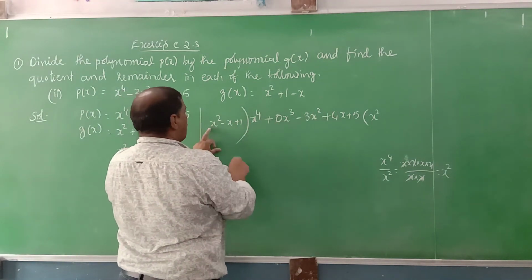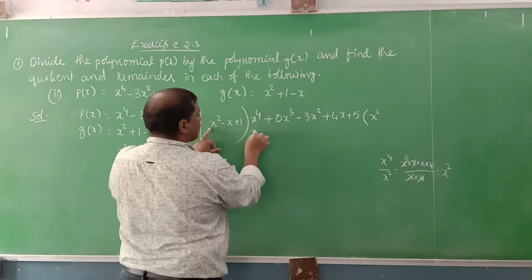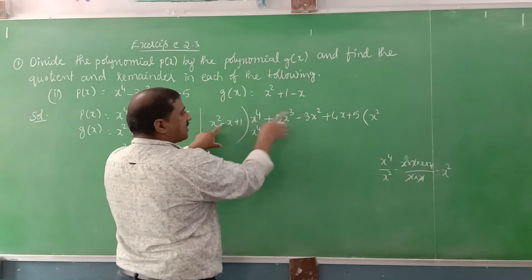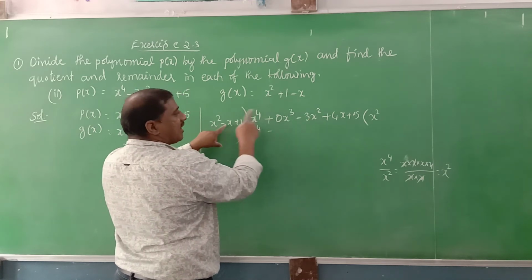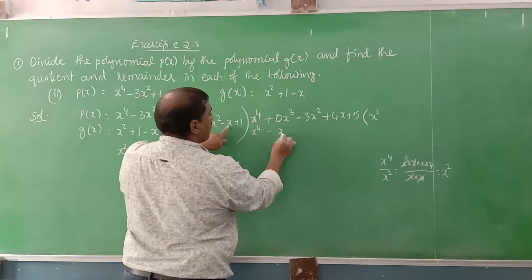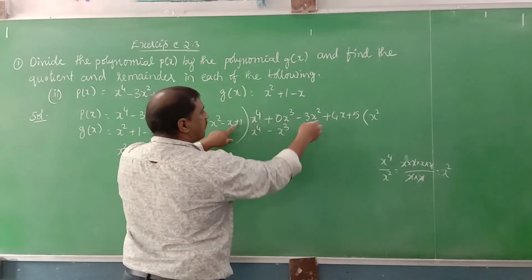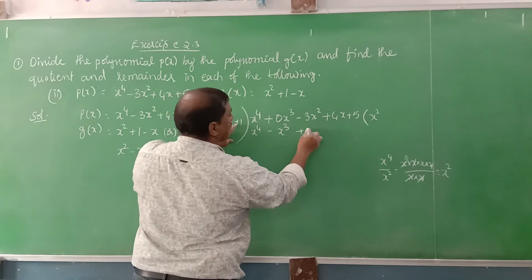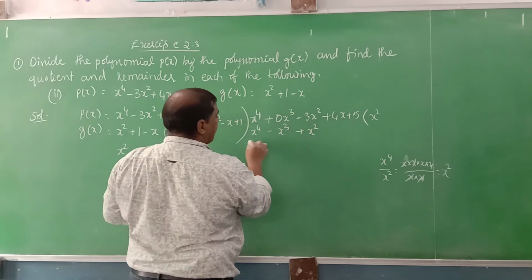1 into 1, 1. X square into x square, it is x to the power of 4. Minus into plus, minus. 1 into 1, it is 1. X into x square, it is x cube. Plus into plus, plus. 1 into x square, it is x square. Now we need to subtract.